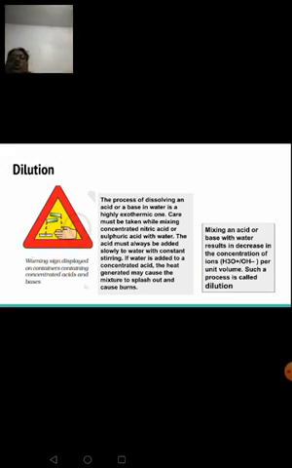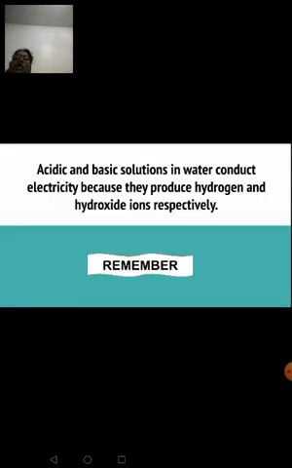Clear to you? So with this we are coming to an end of this session. In the next session I'll meet you with another topic. We have learned that acids or bases in water conduct electricity because they produce hydrogen or hydroxide ions respectively. Acids will show their acidic behavior only in the presence of water, and you also have learnt about the process of dilution. Okay, I've attached a worksheet, try to solve it.